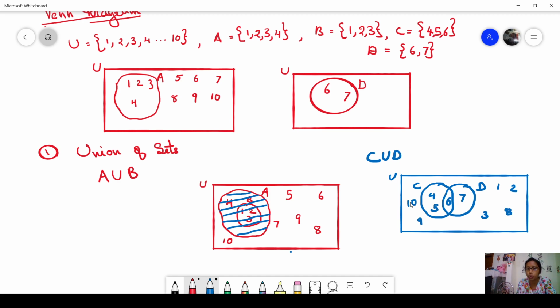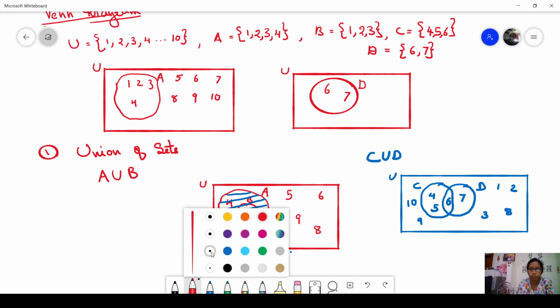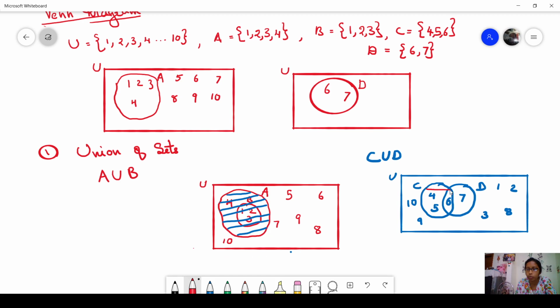Now I want to shade C union D. So when I want to shade it, whatever portions it is shaded, it is C union D.